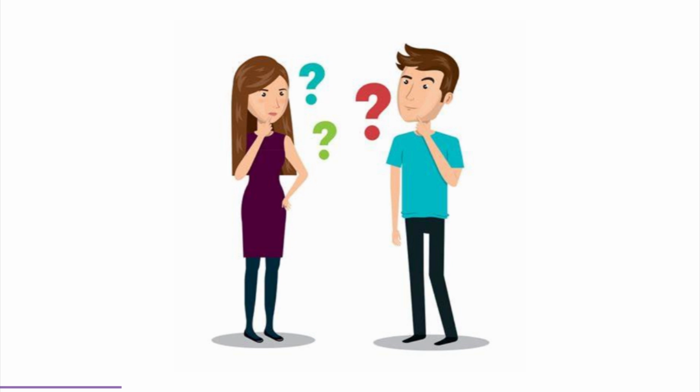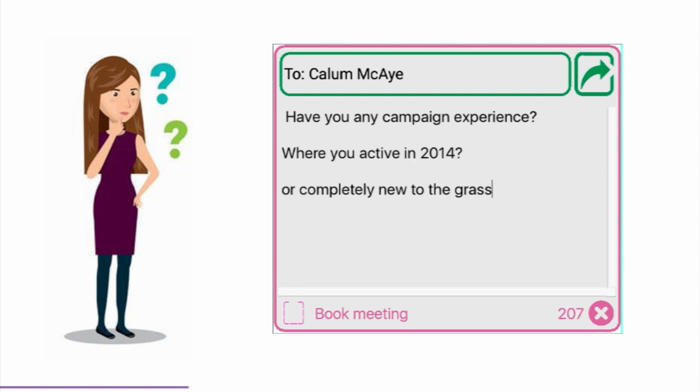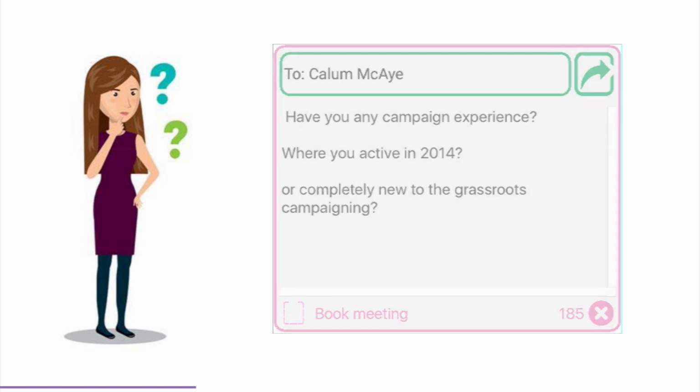This is a good time to explain that the group is a real on-the-ground community campaign group and not just an online Facebook type group page. Find out a little more about the person themselves. Have they any campaign experience? Were they active in 2014? Are they completely new to grassroots activism, etc.?